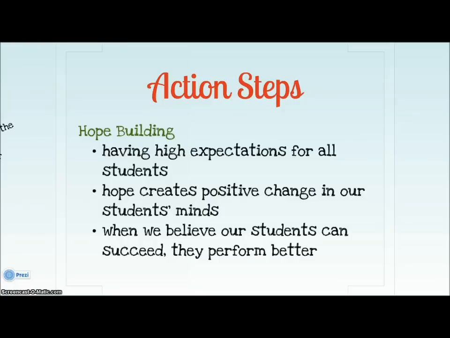We must remember, though, that hope isn't a tool to be used sparingly. It must pervade every facet of the school and classroom. Each student must see, feel, and hear hope, each and every day.